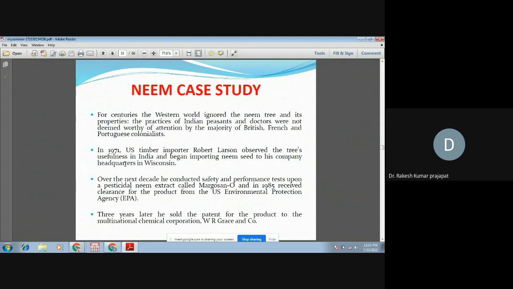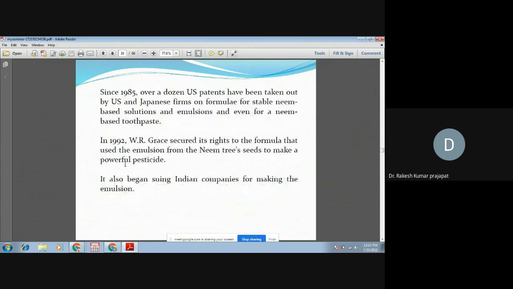Over the next decade, he concluded safety and performed tests upon a pesticidal neem extract called Margosan. He obtained clearance for the product from the US Environmental Protection Agency. Three years later, he sold the patent for the product to the multinational chemical corporation W.R. Grace and Company Limited. Since 1985, over a dozen US patents have been taken out by US and Japanese firms for stable neem-based solutions, emulsions, even a neem-based toothpaste.